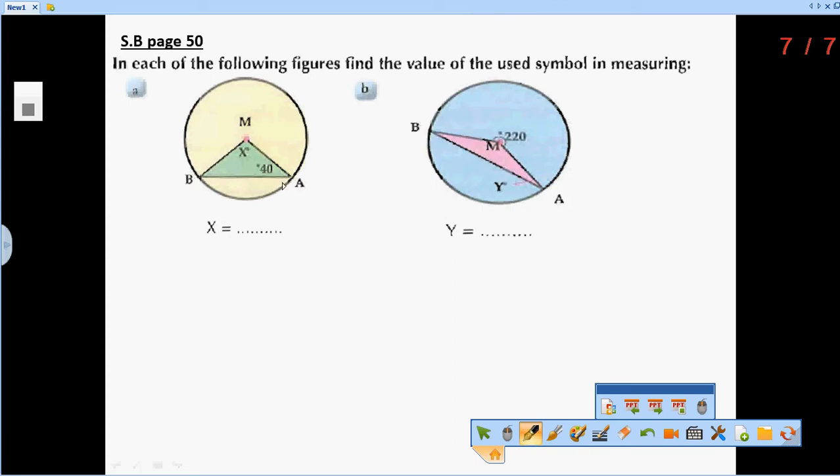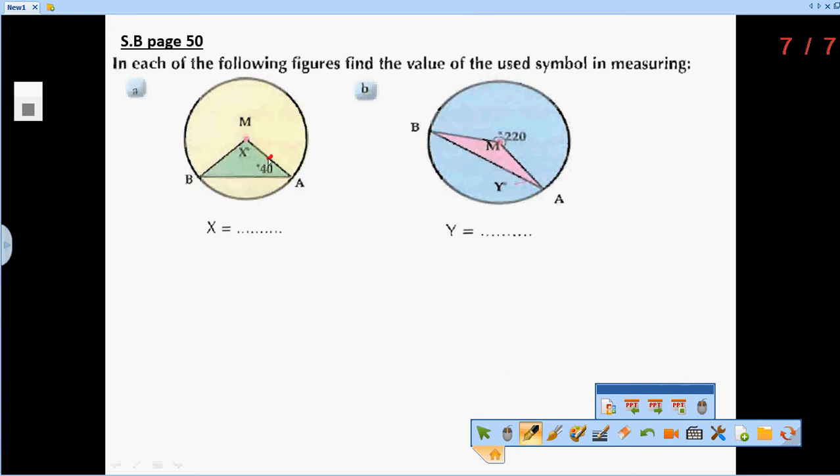Here I have a circle M, the measure of angle A equals 40, and I want to find X, meaning the measure of angle AMB. I know that if I have a triangle, it's easy to find the measure of the third angle if I can find 2 angles in the triangle. And we know that the sum of the measures of the interior angles of a triangle is equal to 180. Here, if I want to find X, I need to find the measure of angle P first. How can I find the measure of angle P?